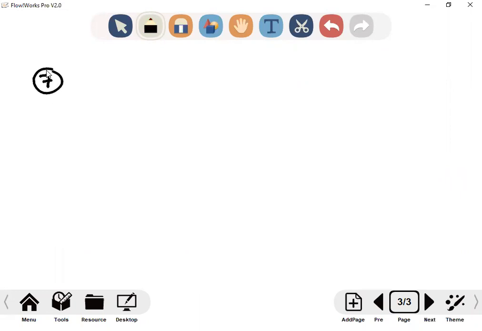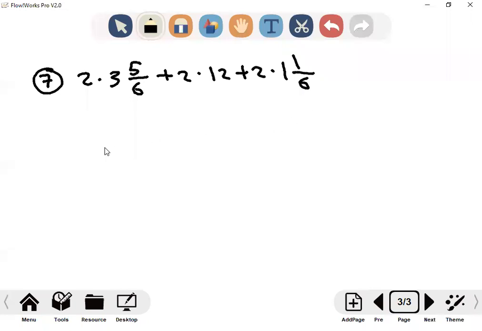Question 7. We have 2 times 3 and 5 over 6, plus 2 multiply 12, plus 2 multiply 1 and 1 over 6. This is the expression, right? Now the question says, which one of the expressions down below is equivalent to this one? Now take a look at part A.